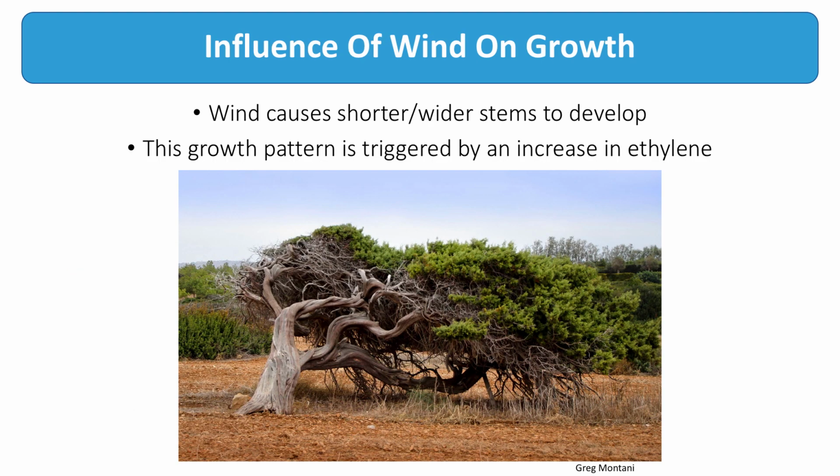Plants can also respond to wind. Plants exposed to wind produce stems that are shorter and wider than ones grown in more protective locations. It is the flexing of the stem back and forth in the wind that triggers an increase in the synthesis of ethylene, which in turn causes plant stems to expand more in diameter and less in length, leading to shorter and thicker stems.